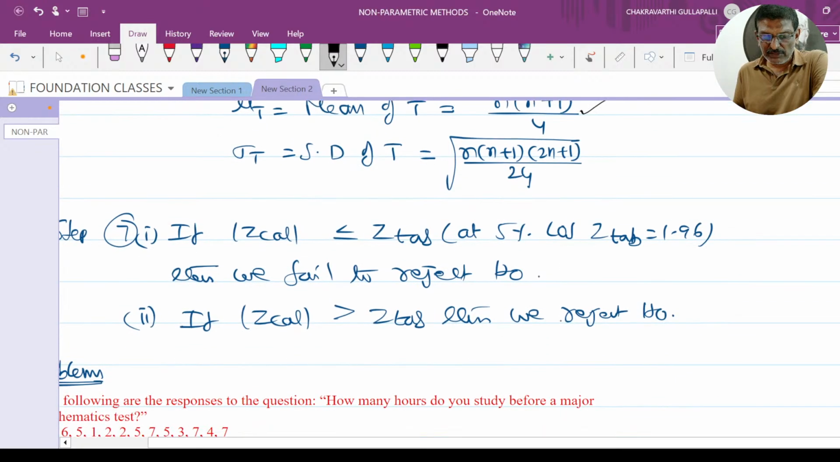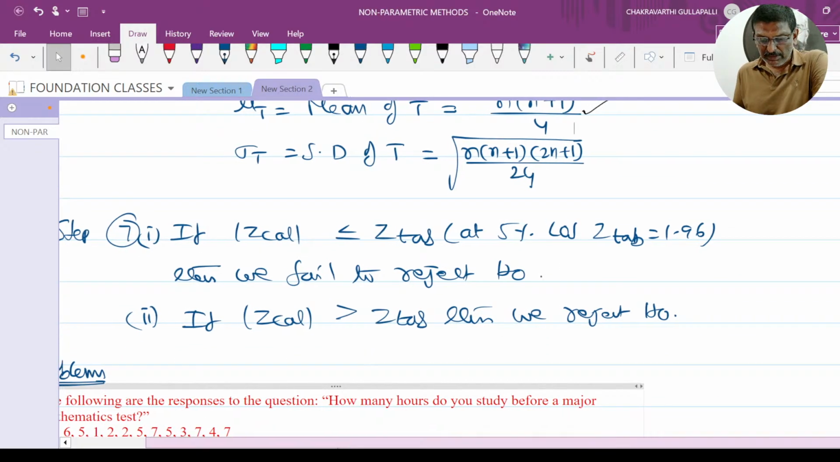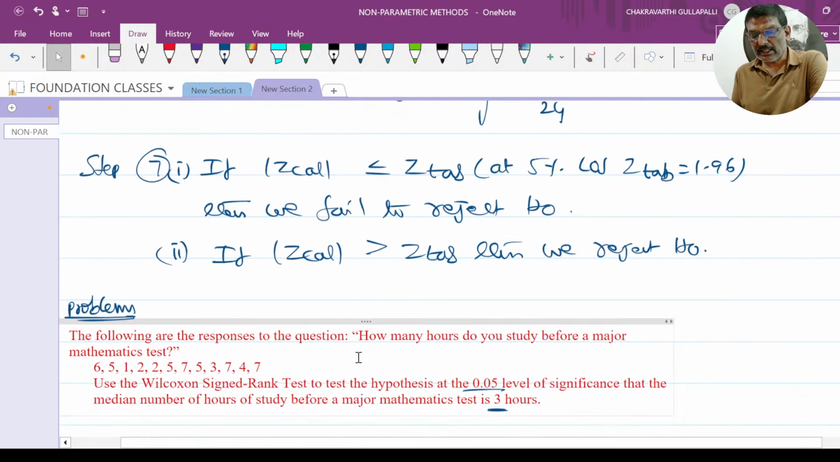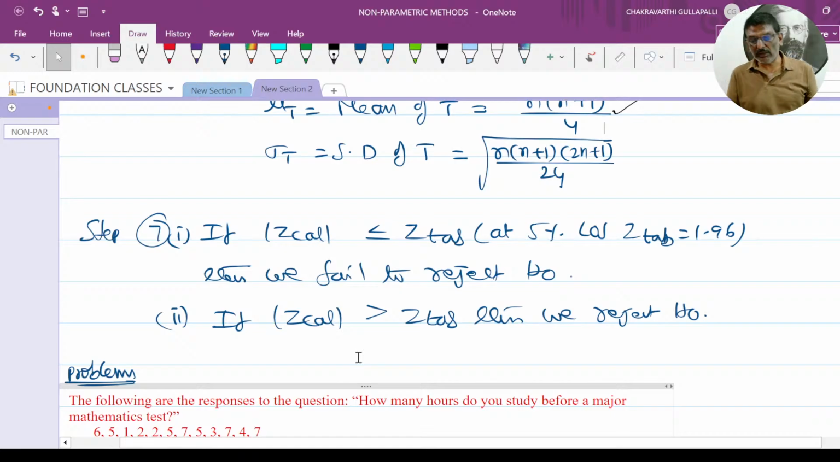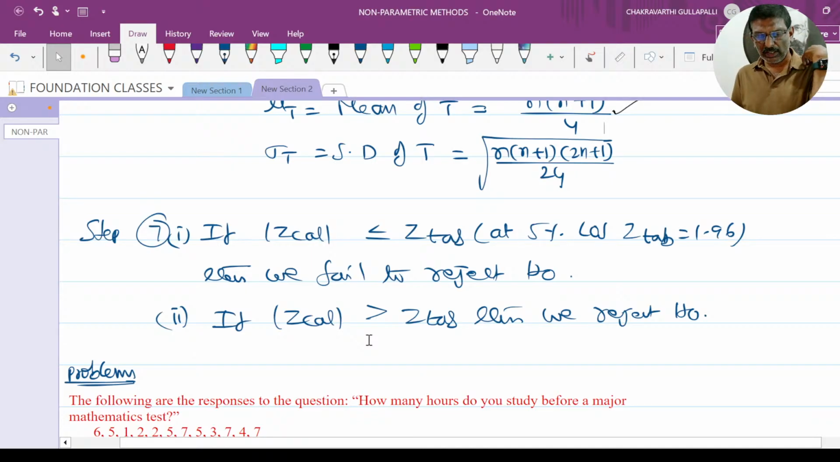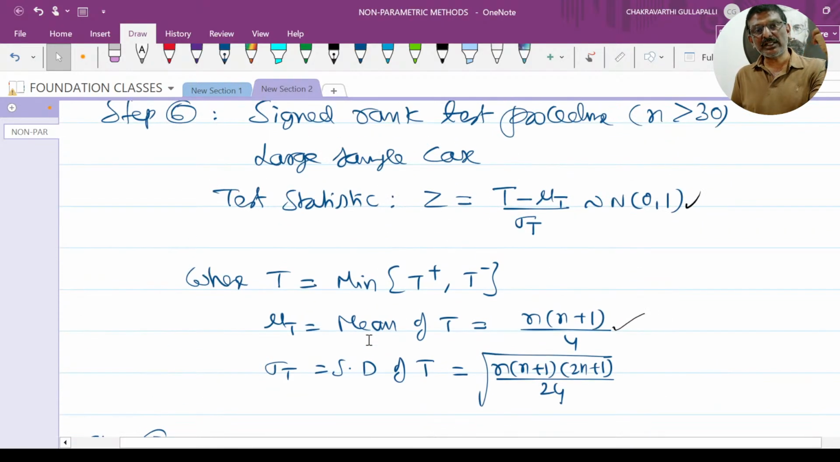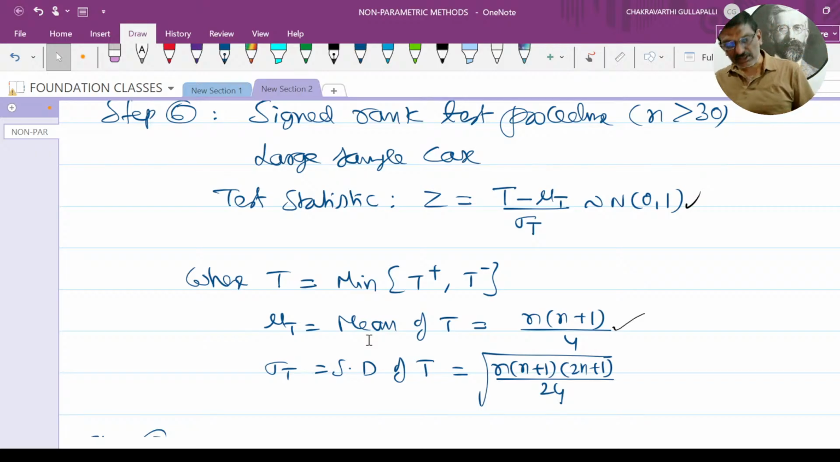Step number 7 is the final step. If Z calculated is less than or equal to the Z table value, we fail to reject H0, otherwise we reject H0. This is the parametric model. When the sample size is more than 30, automatically this procedure transforms to a Z test. That is a very beautiful concept.